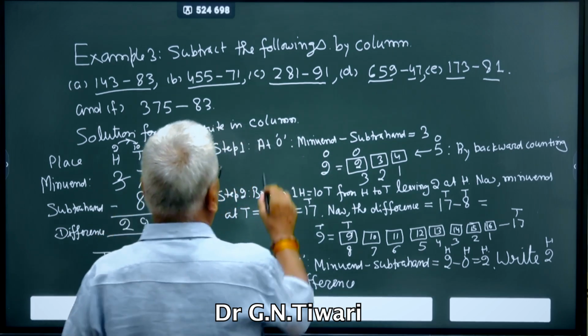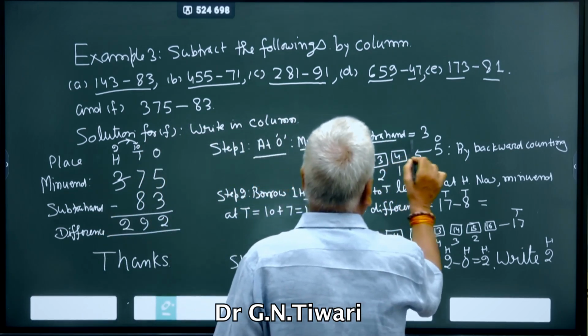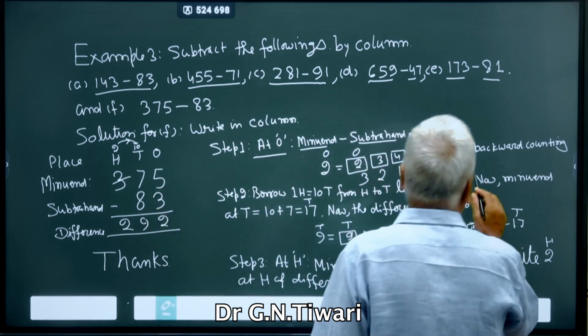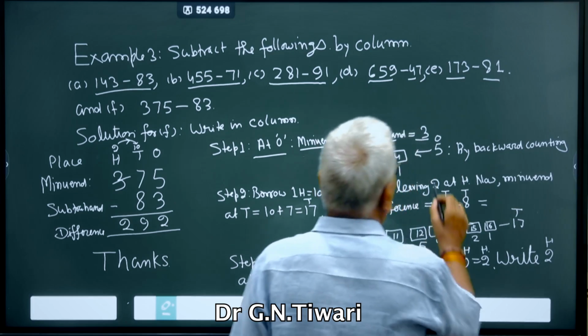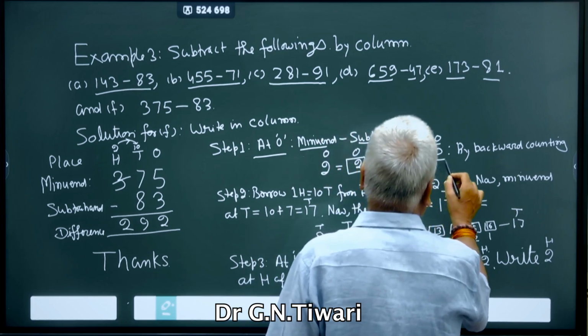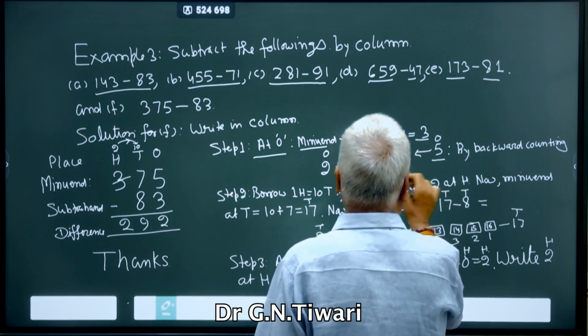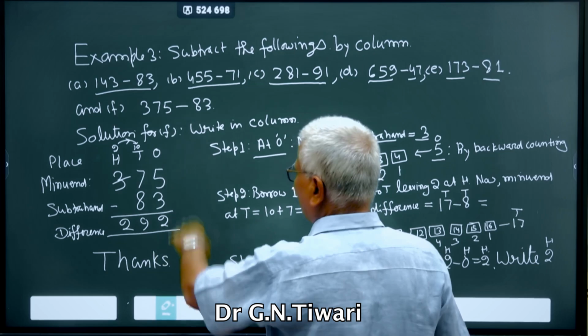Just see at O, minuend minus subtrahend: 5 minus 3 is equal to 2. You can also do it by backward counting like this. Just see here, the largest number is the minuend, 5. Make squares 1, 2, 3, go backward counting 4, 3, 2, it becomes 2. Simple way.